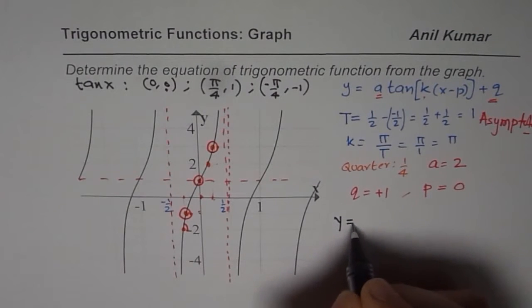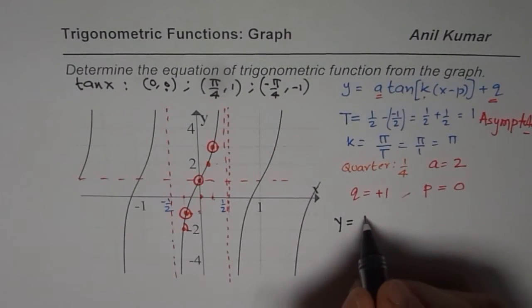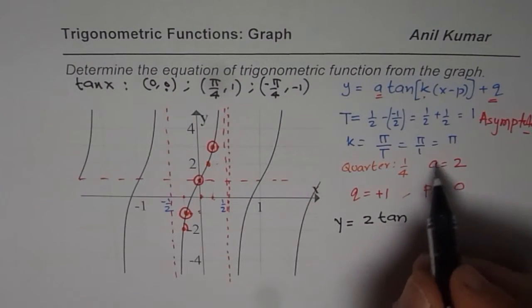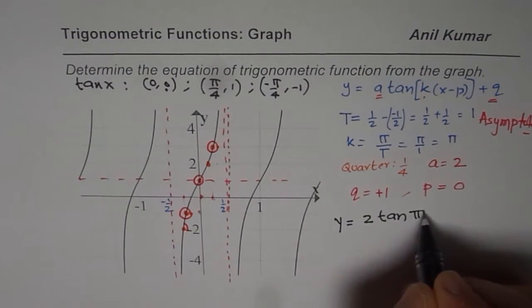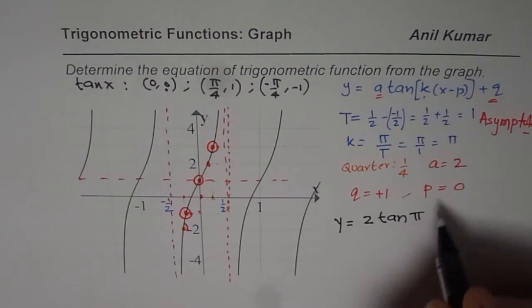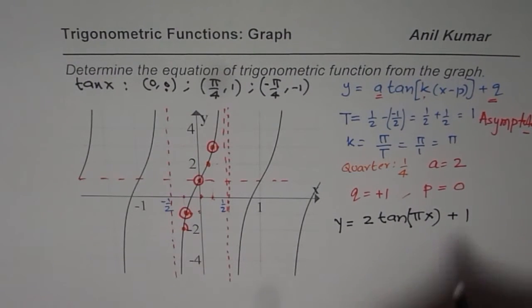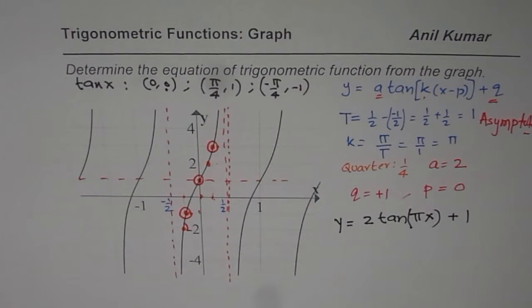That gives us the equation as y equals a value of 2 tan, and the k value, which we found as pi. There is no horizontal shift, so we write pi x. Is that okay? And vertically it has been translated 1 unit up, so we get plus 1. That is how we can write the equation of the given function. Go through this video once again, try to understand, and see how we can get the equation of transformed tan functions from the graph. I hope that helps. Thank you.